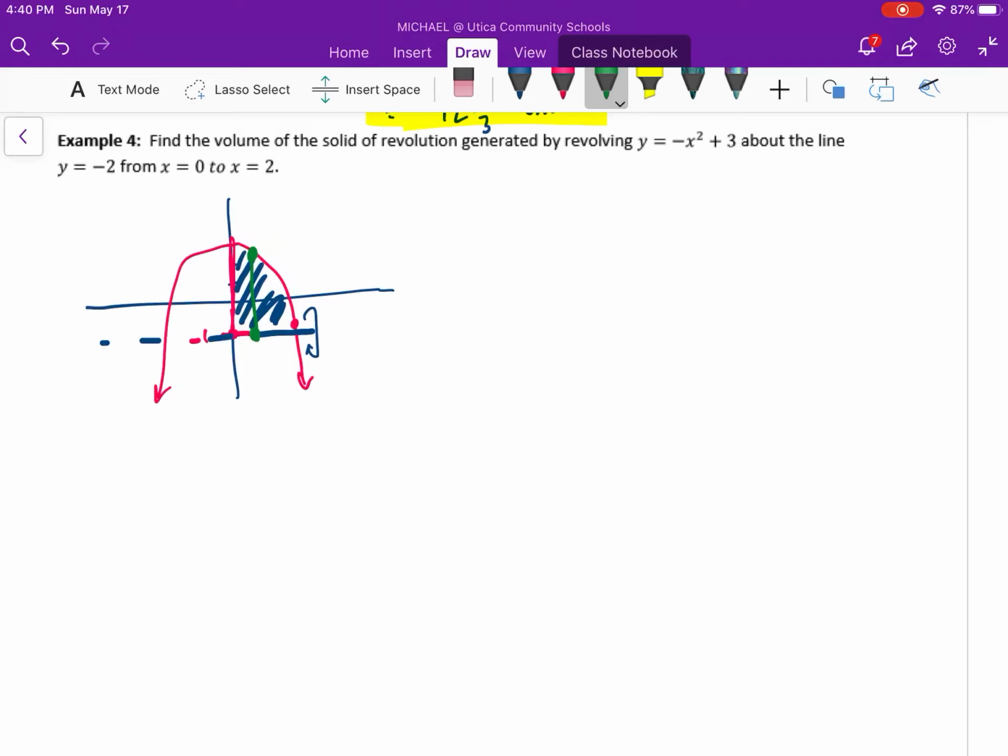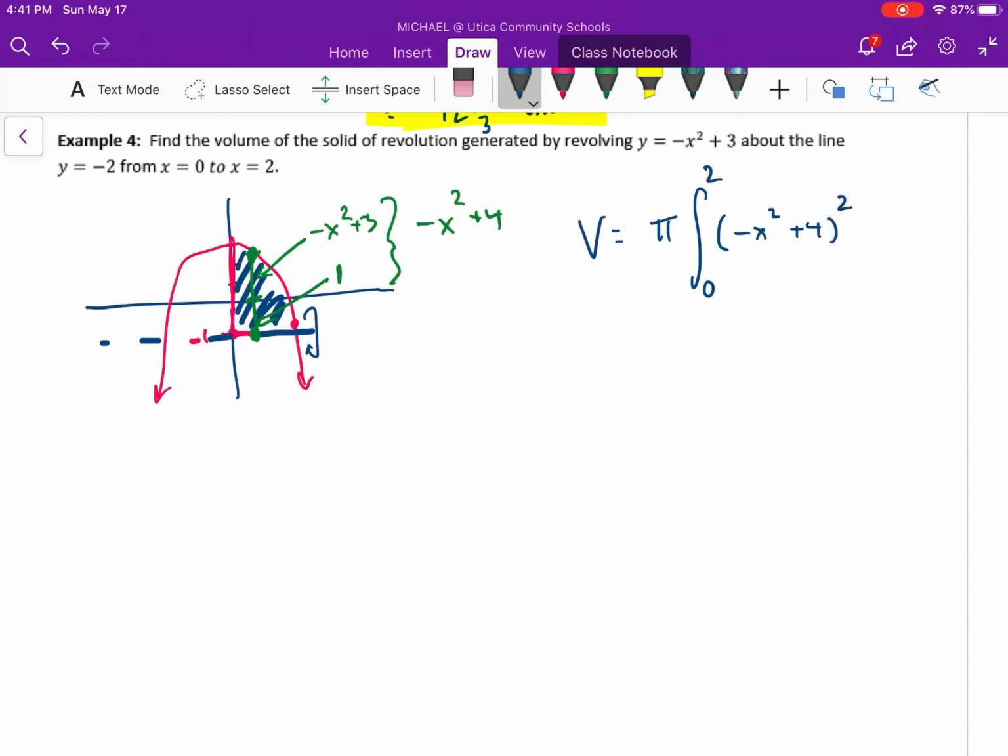Okay, so in this case, we've got to figure out what these radiuses are going to be. So this part of the radius from there to the x-intercept is just the equation, negative x squared plus 3. And this part here is always going to be a 1. Again, we're looking at distance, so it's always going to be positive. So the total radius is always going to be negative x squared plus 4. So that's what we're going to use as our radius. So our volume is going to be pi times, and we're going from 0 to 2 of that negative x squared plus 4 squared dx.